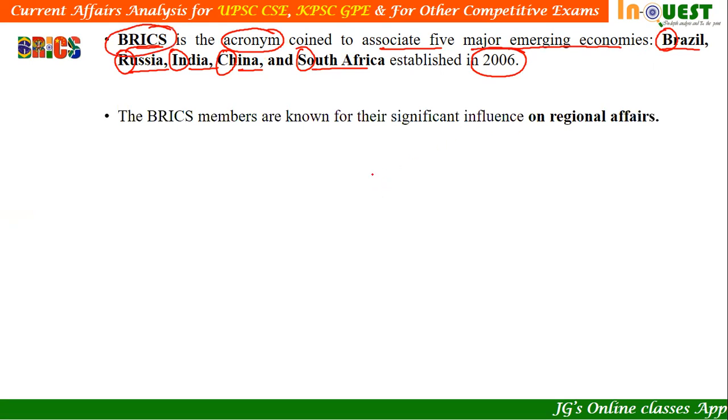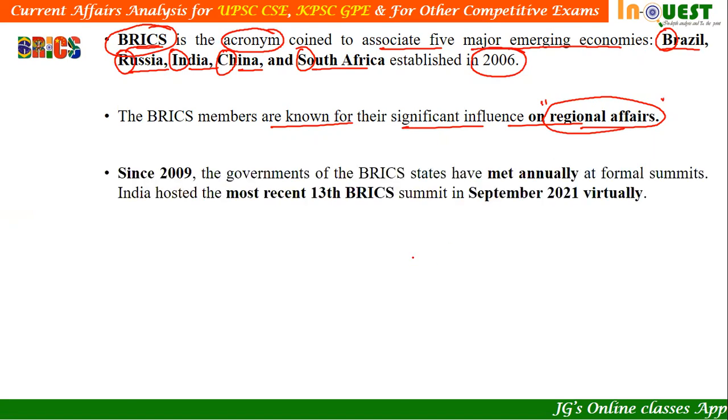Now, what is the major focus of BRICS? The BRICS members are known for their significant influence on regional affairs. So they majorly concentrate upon the regional affairs of its member nations. Since 2009, the governments of BRICS states have met annually at formal summits. India hosted the most recent 13th BRICS summit in September 2021. So this was held virtually.